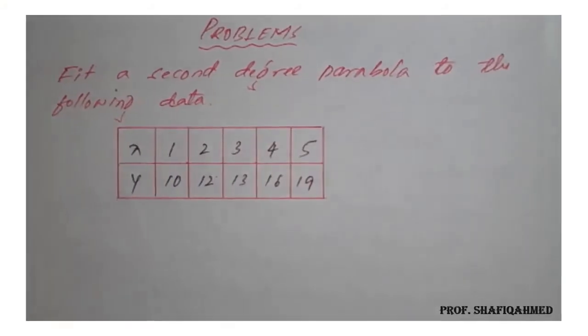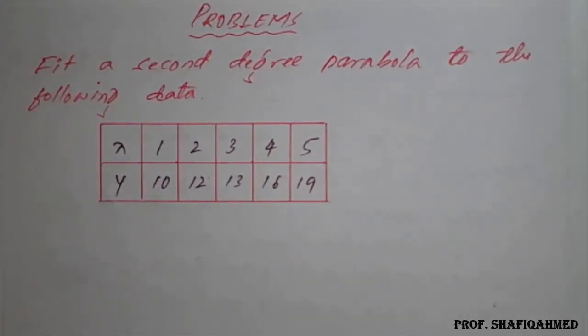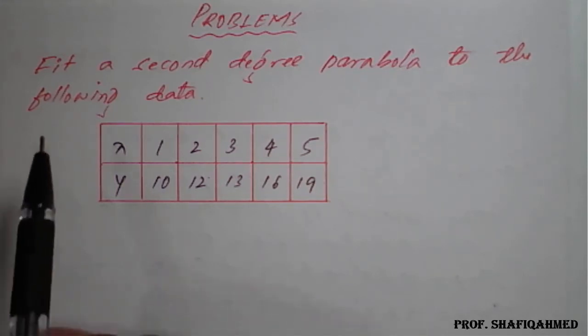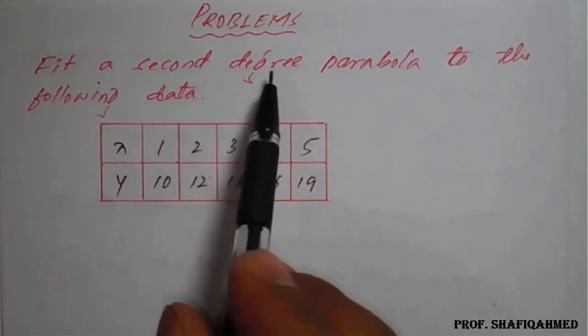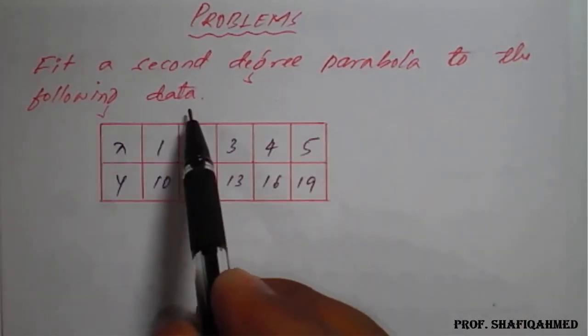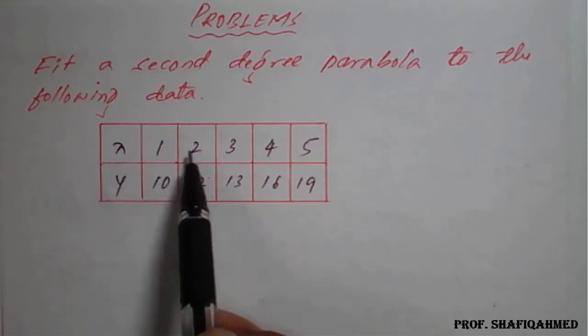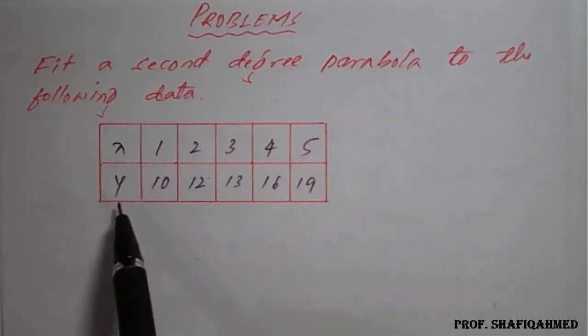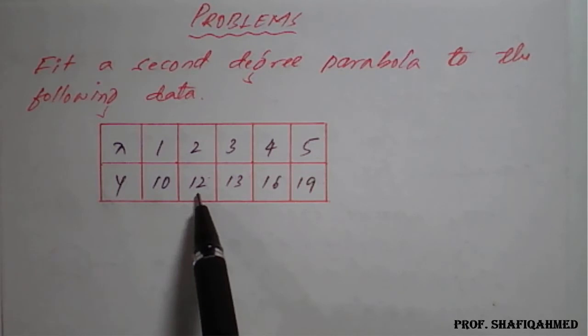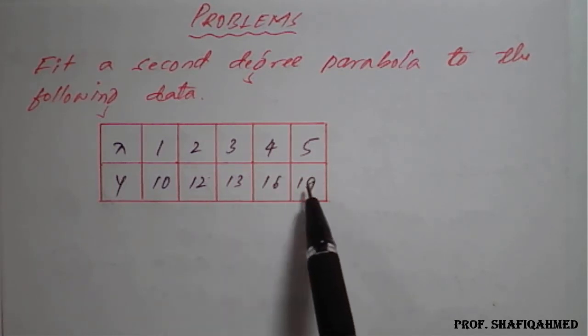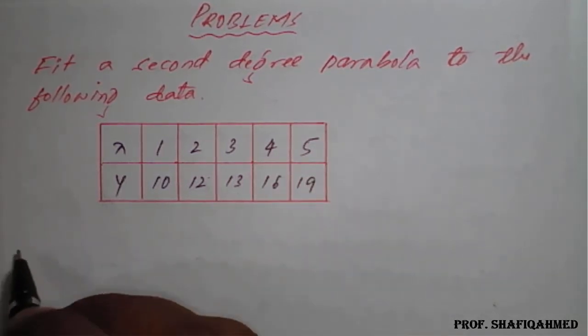Hello students, in today's lecture we'll see a problem on curve fitting using second degree parabola. The problem is: fit a second degree parabola to the following data. So they have given the data here. X data is 1, 2, 3, 4, 5 and Y data is 10, 12, 13, 16 and 19. Solution.